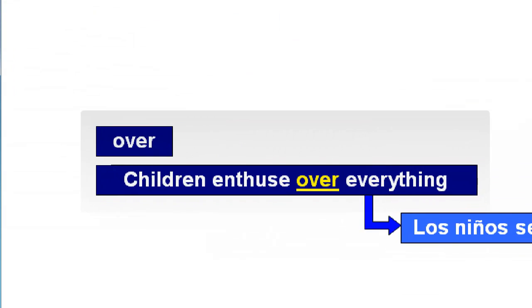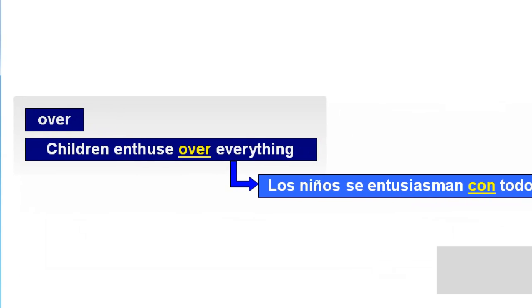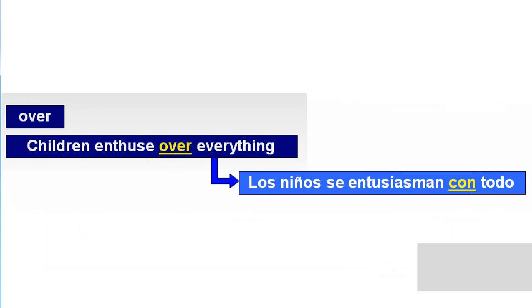Another example of conditioning, verbs, in this case enthuse, can condition prepositions. No Spanish speaker would guess that in English over is the equivalent of con or with without considering the context.